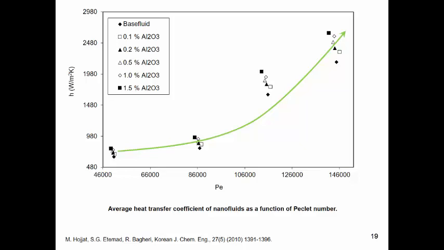Enhancement of the effective thermal conductivity is an important factor that causes the increase of the convective heat transfer coefficient of nanofluids. But based on our results and the results of other researchers, the enhancement of the heat transfer coefficient of nanofluids is much more than that solely attributed to the thermal conductivity enhancement. This shows that some other factors also contribute to the enhancement of the heat transfer coefficient.